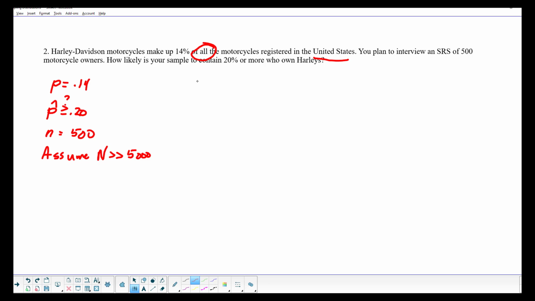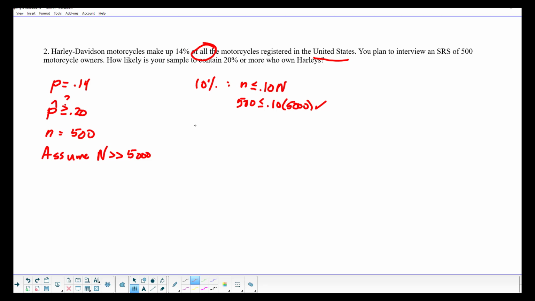Now, why do I say 5,000? Well, in that case, our 10% condition: is n less than or equal to 10% of my total population? 500 is indeed less than or equal to 10% at a minimum of 5,000. So as long as our population is more than 5,000, which I'm going to assume it is, then my 10% condition is satisfied. That's a reasonable assumption to make, and you need to get in the habit of doing that. That's a perfectly acceptable thing to do.